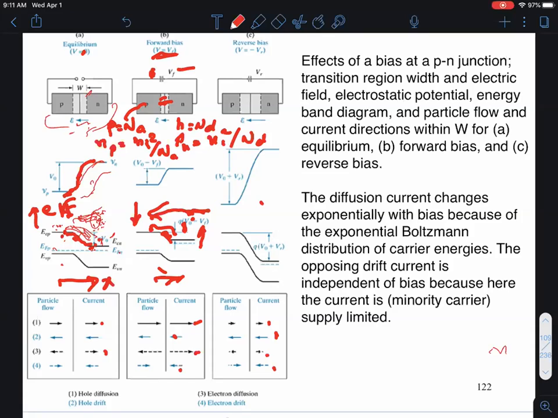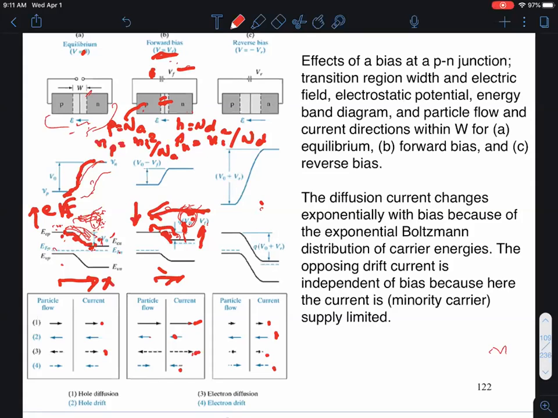So if you now apply a forward bias, VF, the positive terminal is hooked up to the P side, negative terminal to the N side. Therefore, the electron energies on the N side go up by qVF, because electron charges are negative. Now, the opposing drift current doesn't change, it's supply limited, but the forward current in this direction now goes up exponentially with voltage, because now the barrier is lower, V0 minus VF, clearly you have more carriers available at these lower energies, and therefore these diffusion current components go up exponentially with voltage, while the opposing drift currents are independent of the voltage.